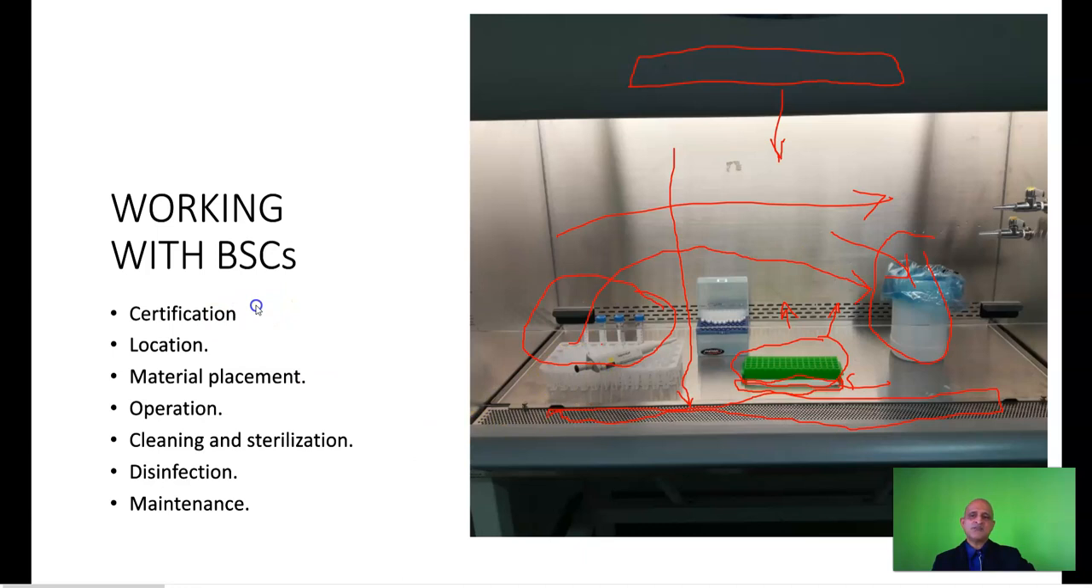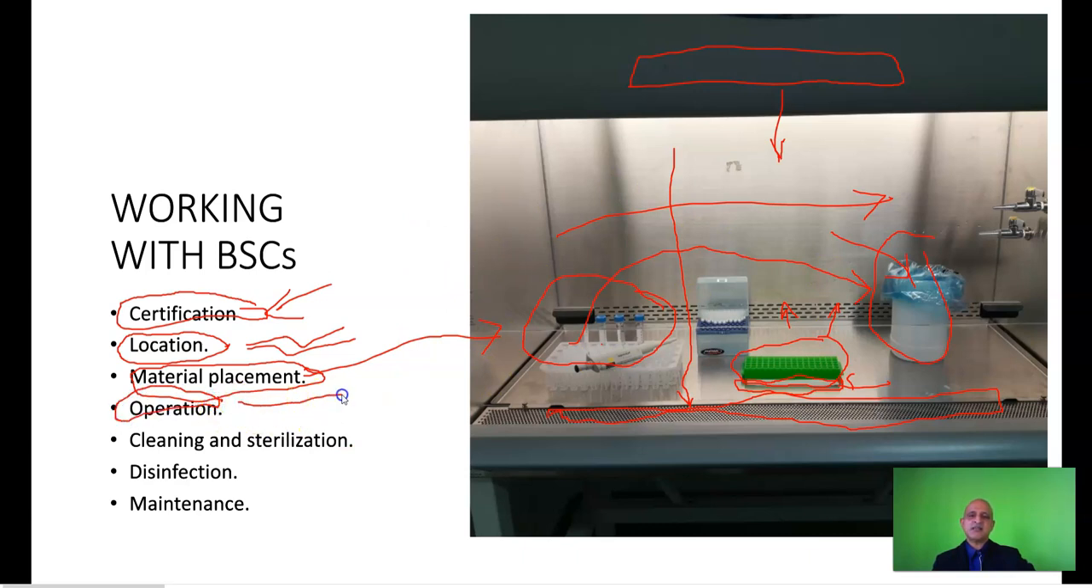Okay, these are some points which you must note. First, your facility must be certified periodically by a specific service provider. So there's a certification procedure. The facility should be located away from drafts of air. There should be no air circulation near the biological safety cabinet. The placement of your material I've discussed here in this particular photograph. The operation should be in accordance with standard operating procedures.